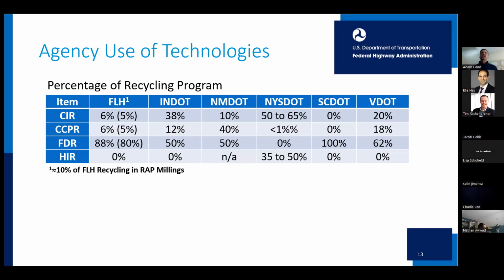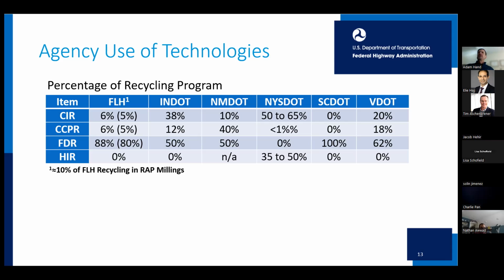We'll start with Indiana DOT. So at the time, and this is ever changing, right? Every year is a different year. At the time, about 38% of their program was CIR, 12% was CCPR, and 50% was FDR.